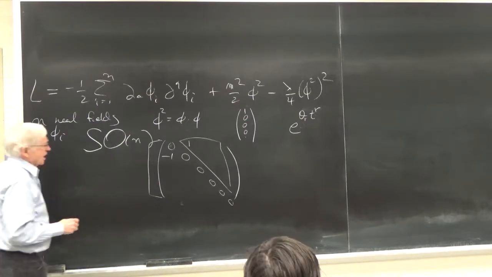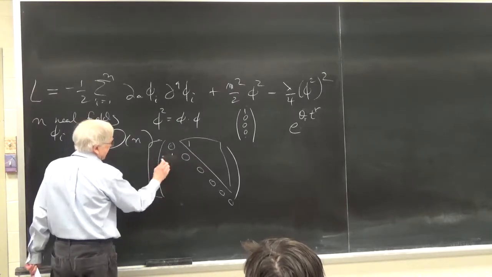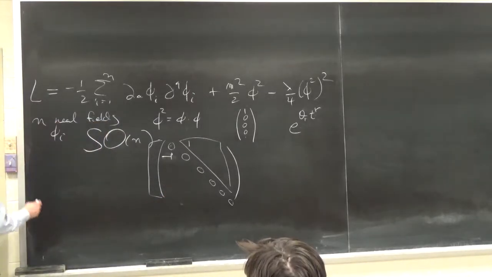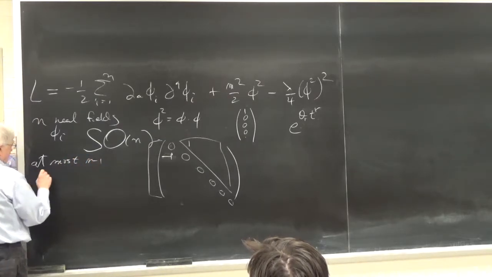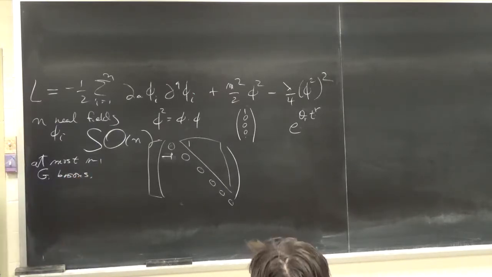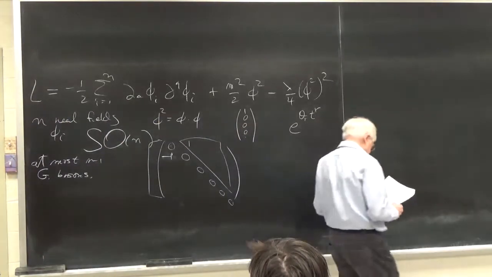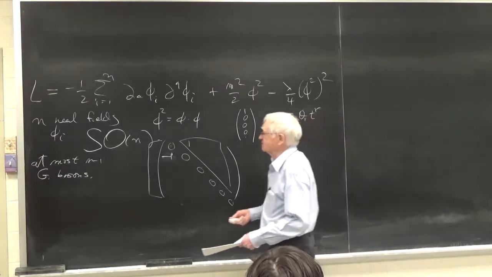what we've got then are n-1 generators that do not annihilate this, because you can have a -1 here, or you can have a -1 there. There are n-1 places. So there are at most n-1 massless Goldstone bosons, and one massive scalar. So that works out very nicely.